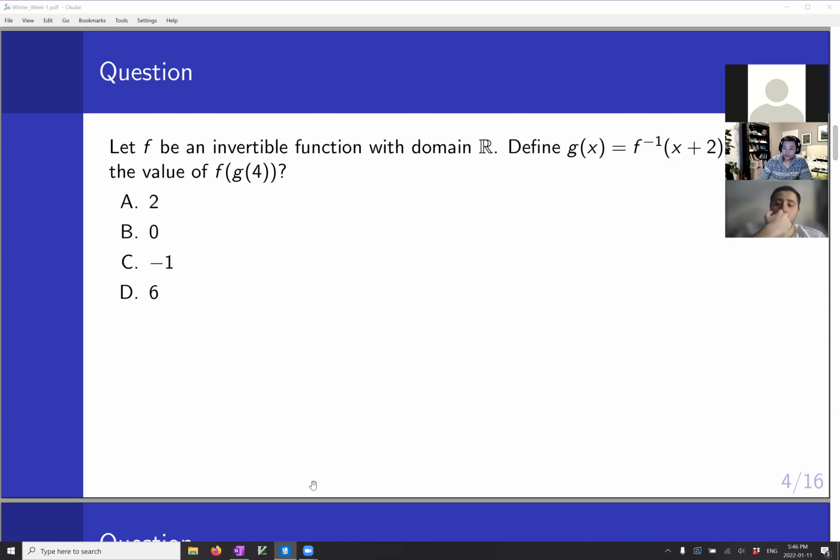So we're defining a new function, g, right? f already exists, and we're going to say g is this thing. So it's f inverse of x plus 2. If I want to know what g of 7 is, it would be f inverse of 7 plus 2. So it'd be f inverse of 9.